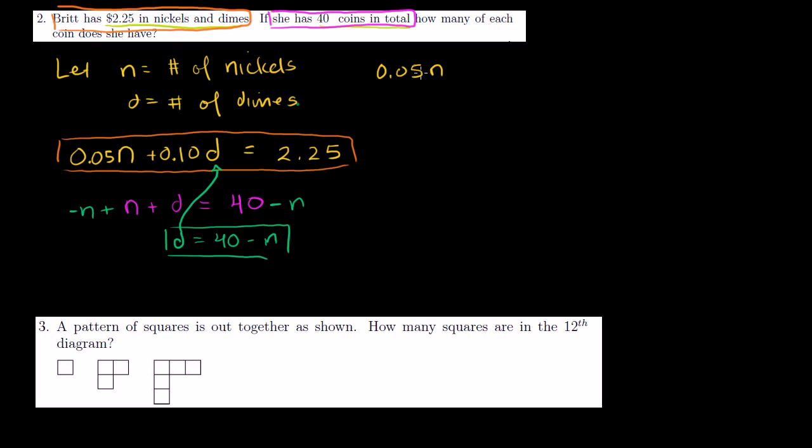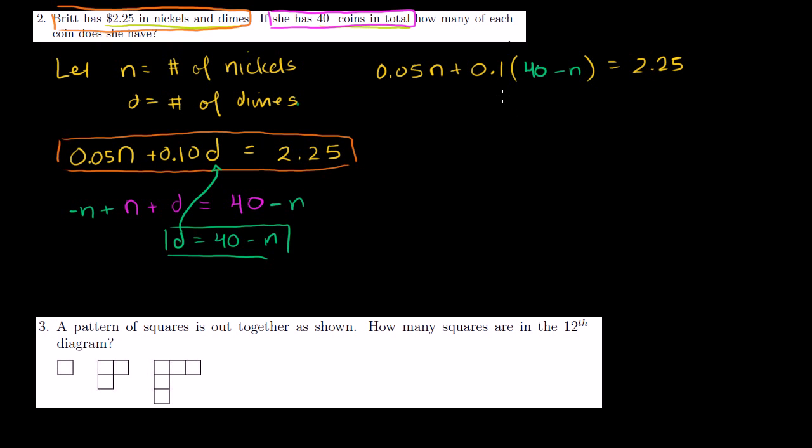0.05 times our number of nickels plus 0.1 times our number of dimes. But we already know the number of dimes is equal to 40 minus n. That's what that second statement told us. So instead of d, I'm going to substitute it with 40 minus n. That's the number of dimes we have. It's 40 minus the number of nickels. And that is equal to $2.25.